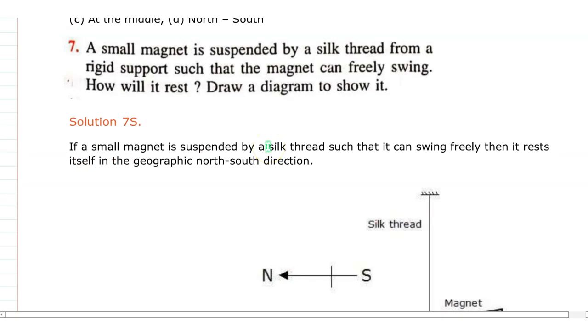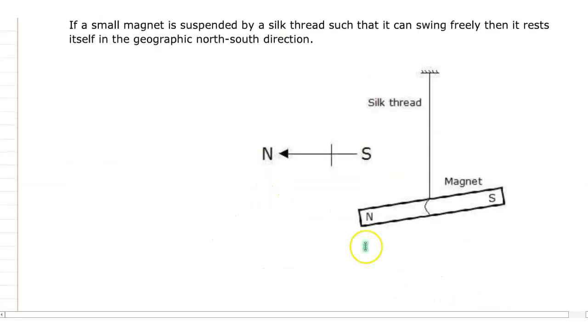A small magnet is suspended by a silk thread from a rigid support such that the magnet can freely swing. How will it rest? And draw the diagram. It is a small magnet suspended by silk. It can swing freely and rests itself in the geographical north-south direction, like this.